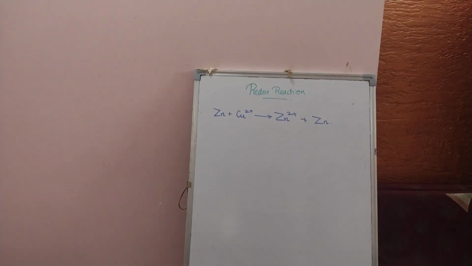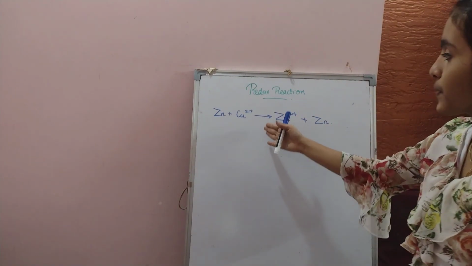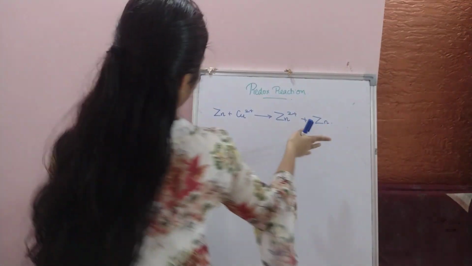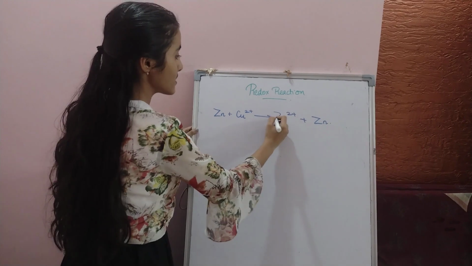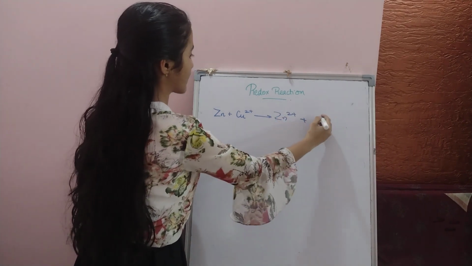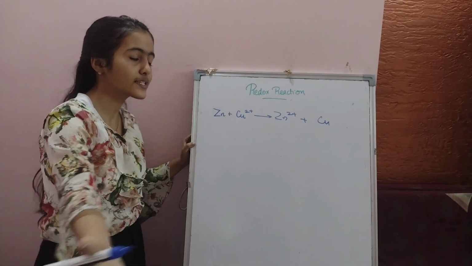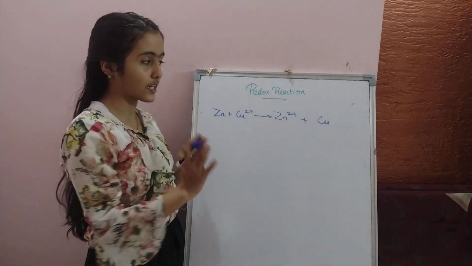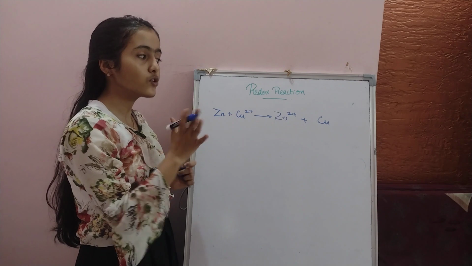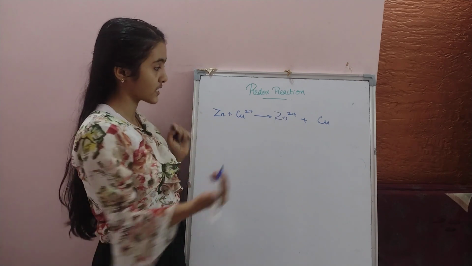Check out this reaction. This is Zn plus Cu2+ gives Zn2+ plus Cu. Zn is zinc, Cu is copper. Now, we can split this reaction. This is a redox reaction. Now we are going to prove how this is a redox reaction.